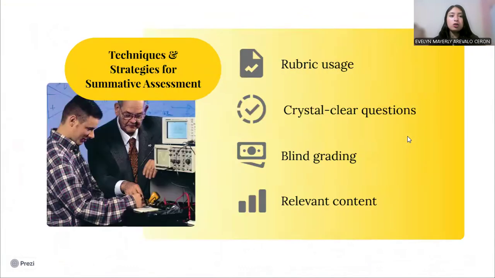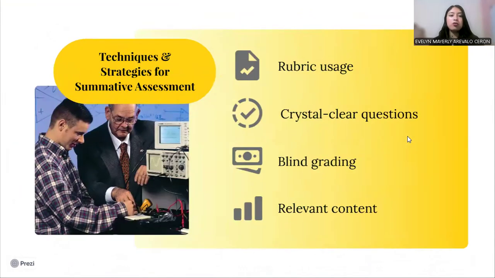There are also useful techniques and strategies for assessment. One is rubric usage, which helps students understand criteria and expected performance. Another is writing crystal clear questions, so learners know exactly what to answer. A third technique is blind grading, where the teacher scores without seeing the student's name to avoid bias. And finally, teachers must include relevant content, focusing on essential knowledge, not only details.